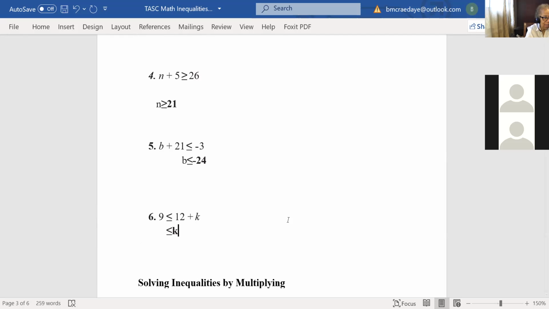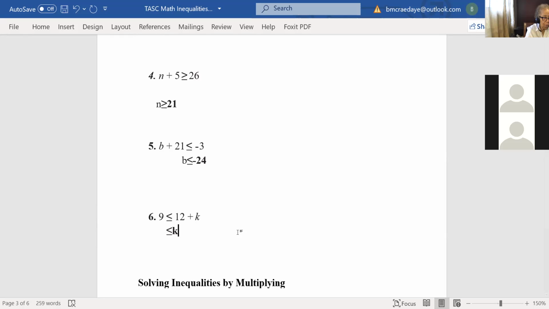No, how's the K connected? On the right side, it's connected by adding a 12, right? So you're going to subtract the 12 from both sides. So a plus 12 and a minus 12 give you 0. That's why I'm just left with K. Now, a minus 12 and a plus 9 gives you what?